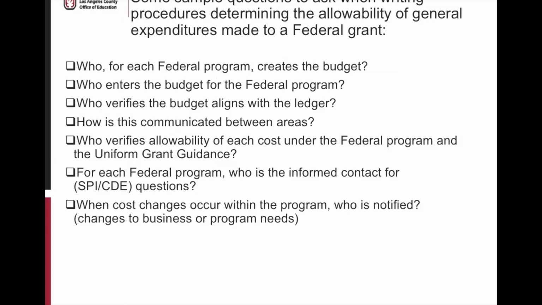So does that go over to the fiscal office? How does that work? Is that an automatic thing? Do you sit down? Do you meet? Who verifies the budget aligns with the ledger? And how's that communicated between the two program areas?